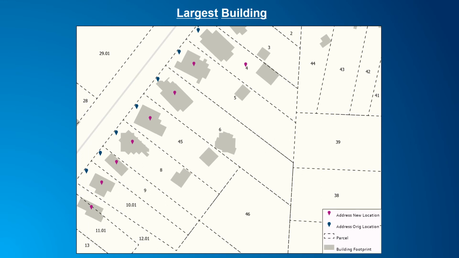So there is always more than one building footprint within the parcel, right? There could be sheds and garages. So we picked the largest building footprint within the parcel and we flagged it as the largest building found.